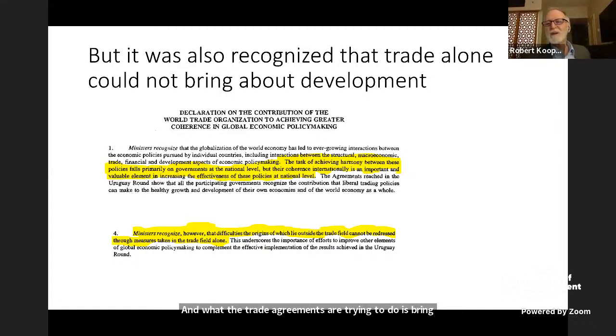But domestic policies matter. That's what all this means, right? Domestic policies are really important. And ministers never thought that trade policies alone were going to be able to do this. And that's really, I think, very critical because it's often overlooked. And I've been involved in trade policy negotiations for about 40 years now.